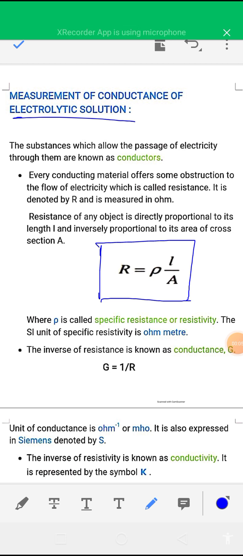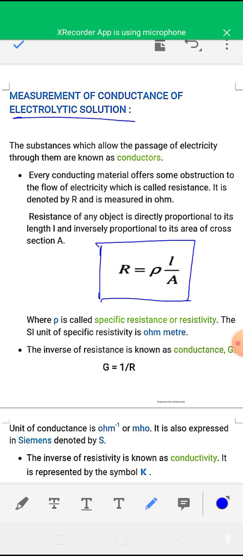In this video, today I will discuss conductance of electrolytic solution. Like metallic conductors, electrolytic solutions are also conductors of electricity. That is, they can conduct electricity due to the presence of oppositely charged ions in solution. Electrolytic solutions like NaCl can produce oppositely charged ions in solution, and therefore they can conduct electricity.